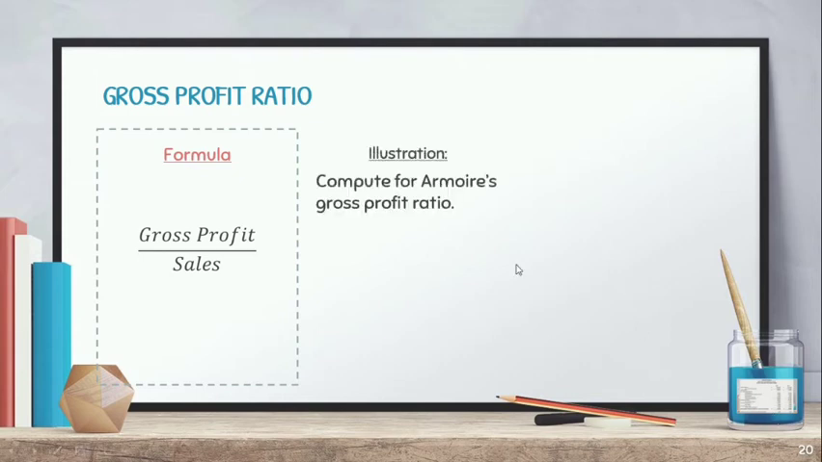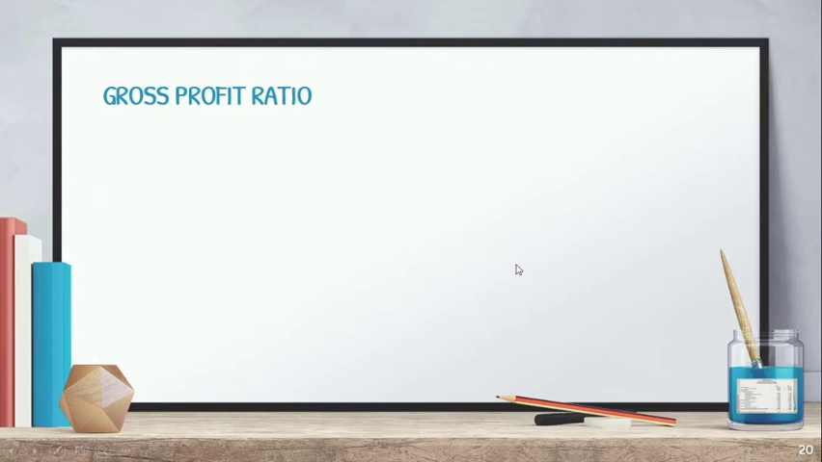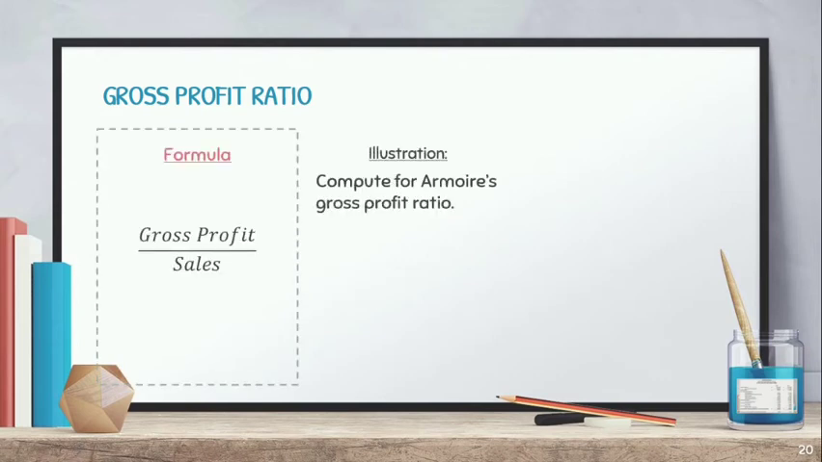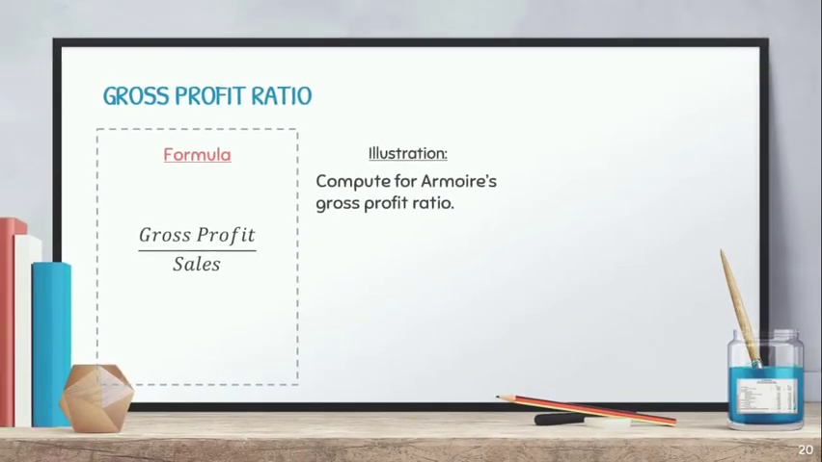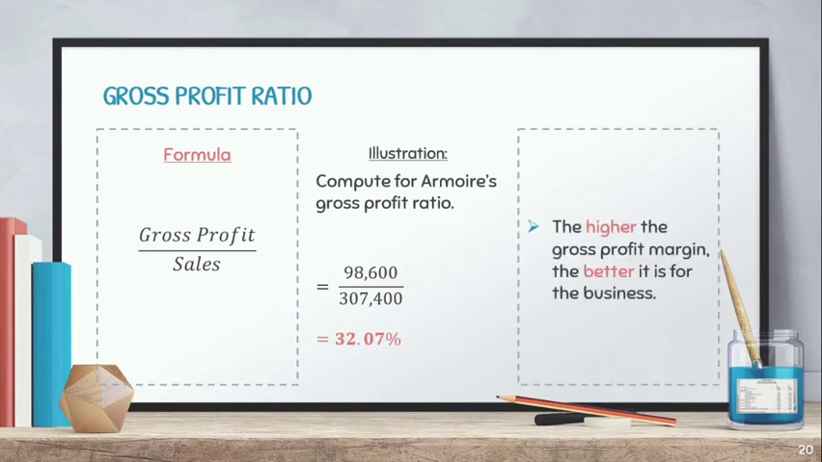So, going back to our example, computing Armor's GPR. So, we have our gross profit of 98,600 divided by our sales, which is 307,400. So, our GPR is 32.07%. So, maayo siya gihapon. The higher the GPR, the better it is for the business.